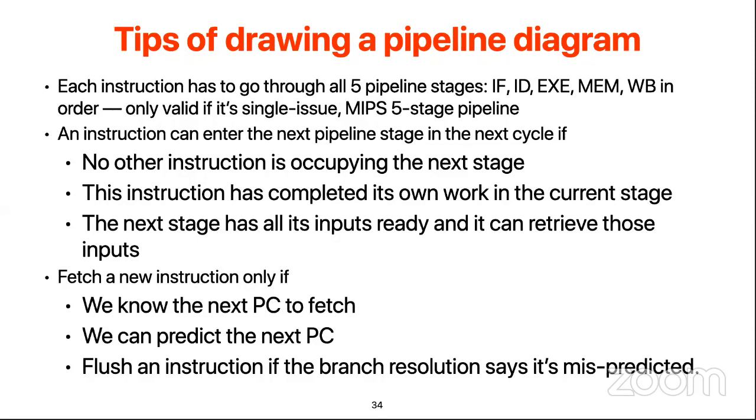An instruction can go to the next pipeline stage in the next cycle only if no other instruction is occupying the next stage, this instruction has completed its own work in the current stage, and the next stage has all its inputs ready and can retrieve those inputs. And we fetch an instruction only if we know the next PC, or can predict the next PC. We have to flush an instruction if the branch resolution says that your prediction is wrong. So this is the guideline for drawing a pipeline diagram.